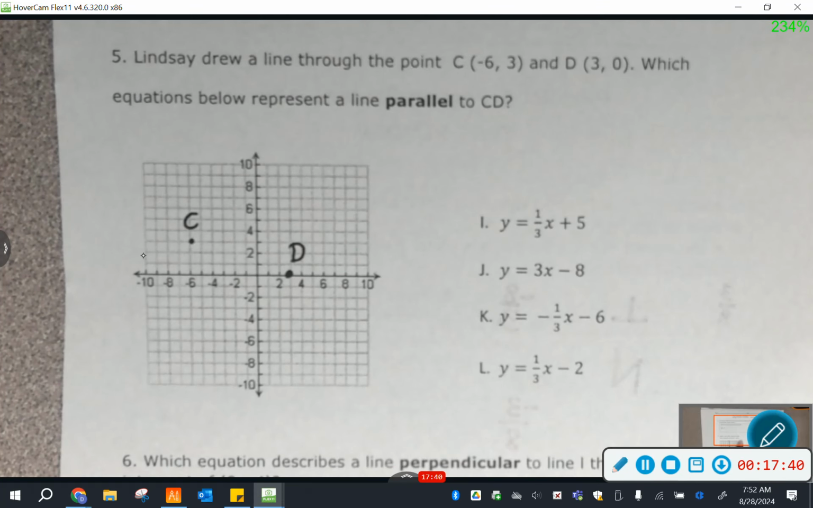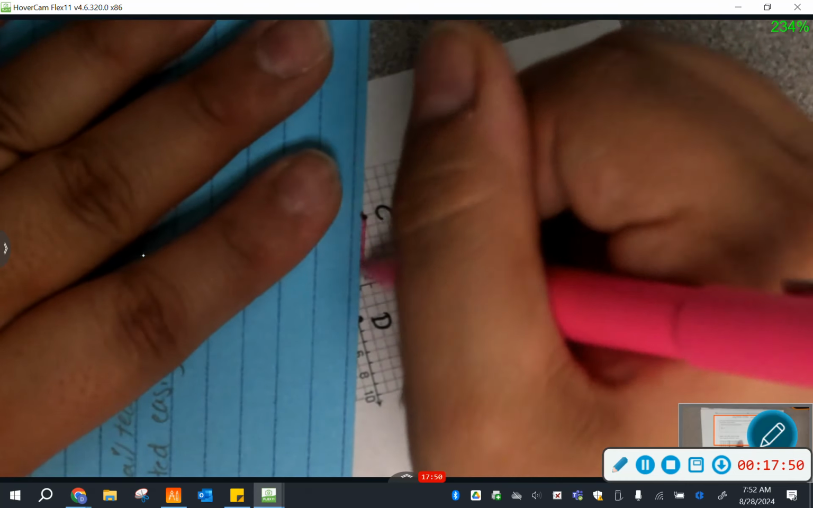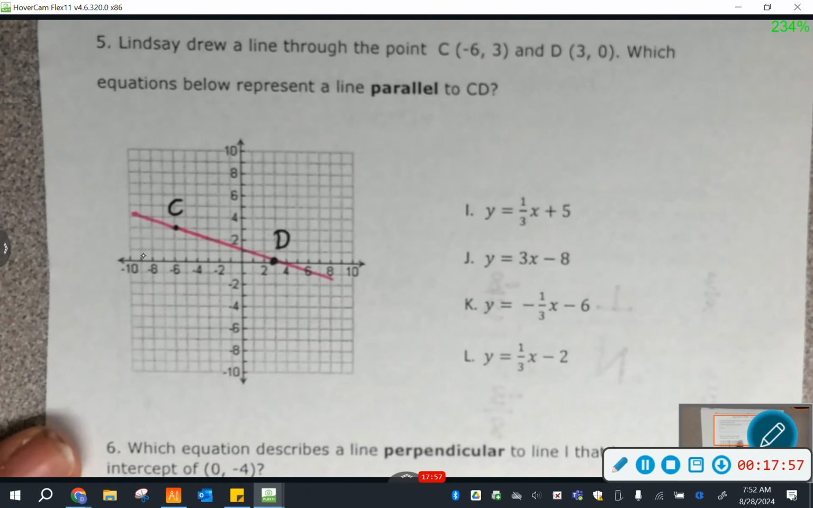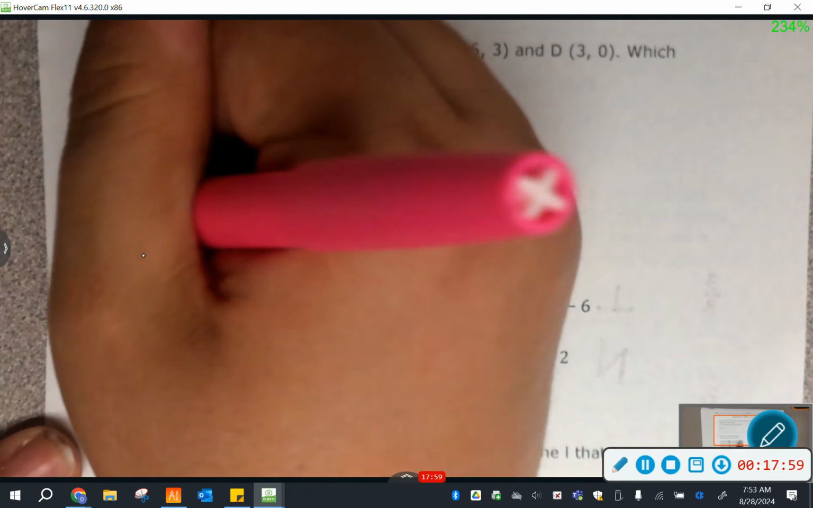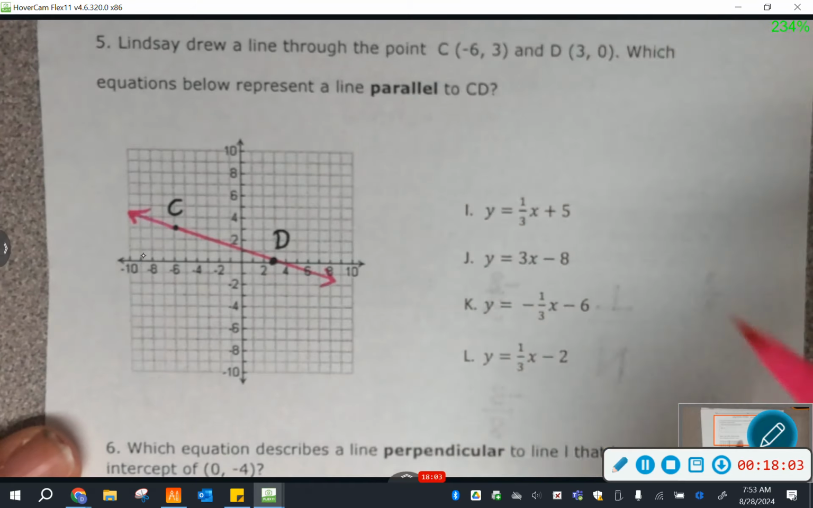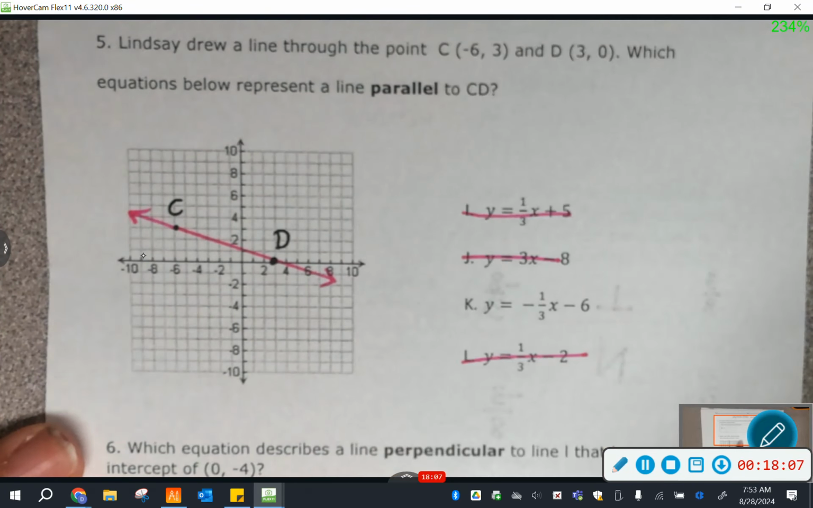All right. Lindsay drew a line through points C and D. Hey, doesn't this look exactly like our warm-up problem? Y'all have seen this twice today already. So let me draw a line through C and D. Which equation would be parallel? Again, what do we notice about this line? Negative. Oh, look. Man, that was easy. Yay!